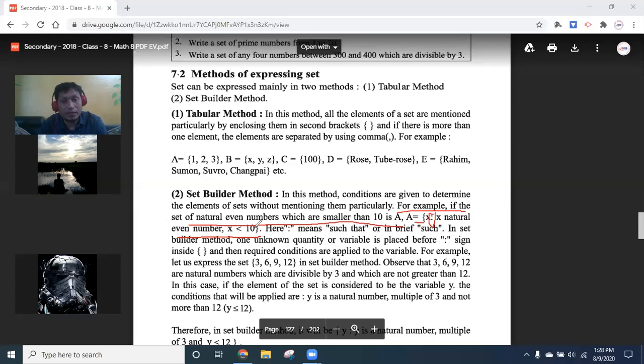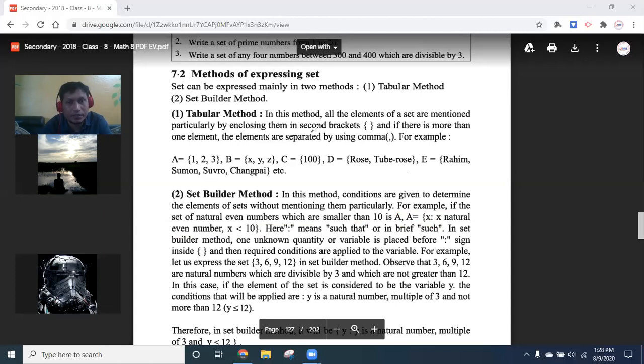What did we do here? We have written its nature, its character. What kind of character? X is a number which will be natural and which will be less than 10. So we can express a set in two ways. You can write down the individual elements directly, separated by commas, or you can write down the nature of the set. So this is called the set builder method.